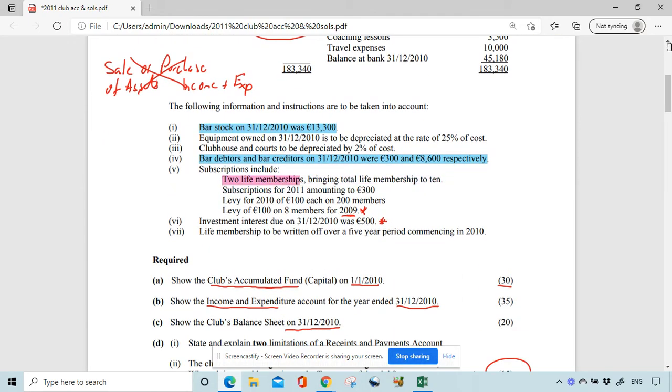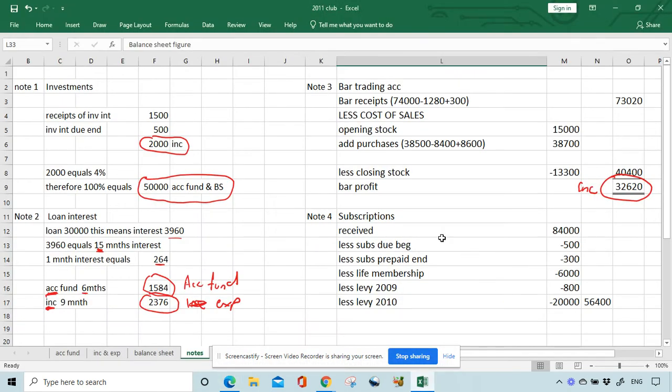There are 4 things that we're going to deal with in subscriptions. Generally, we're taking away. So we have 2 life memberships, subscriptions for next year. We have a levy from this year and a levy from last year. And this is how we deal with those.